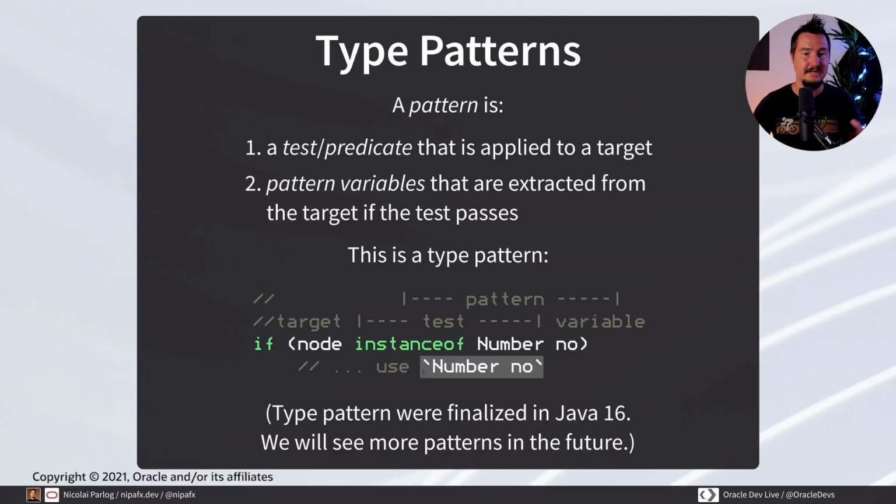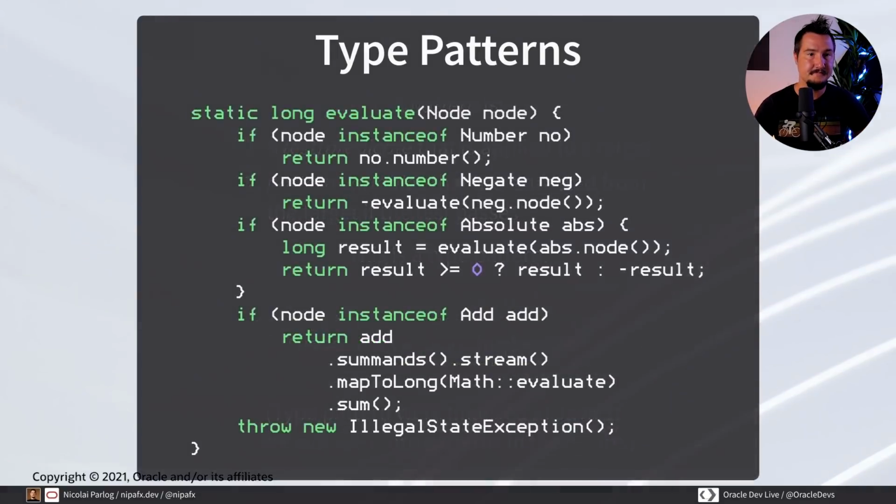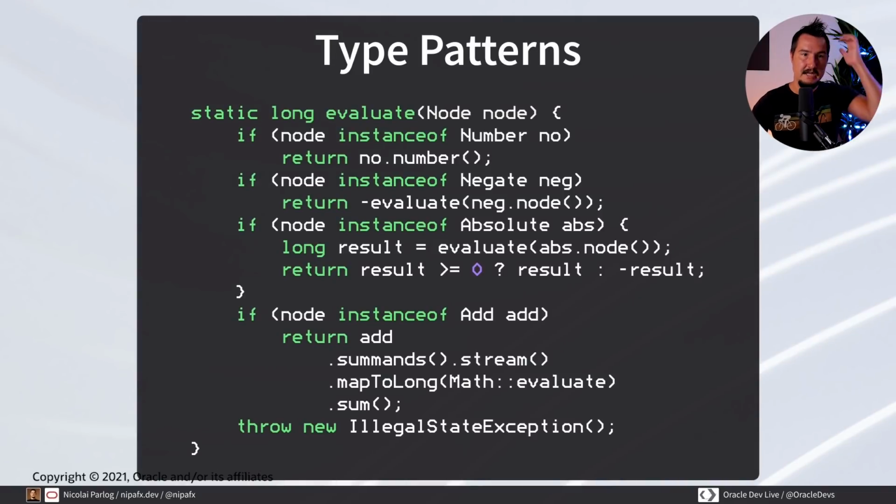So we don't have to do any additional casts. And these were finalized in Java 16, type patterns that is. And we will see more patterns in the future. One more pattern just later in this presentation, and then there are probably more patterns coming down the line. Okay, so let's use these. This makes the code a lot easier because it throws out a bunch of parentheses at least. All the casts are gone.